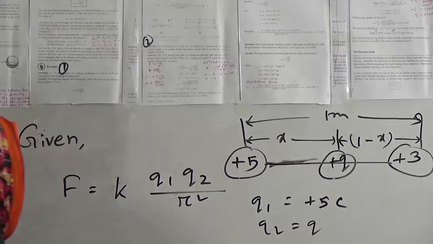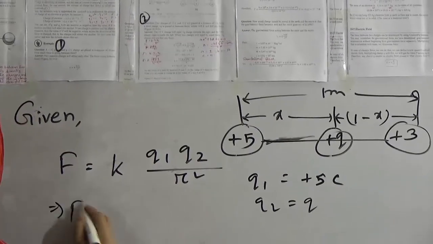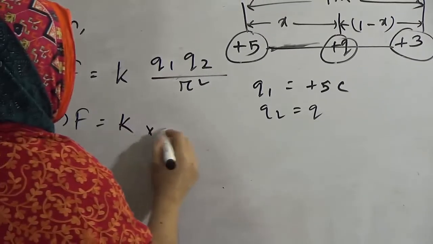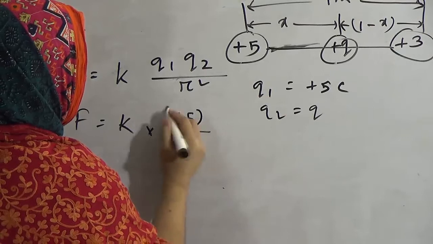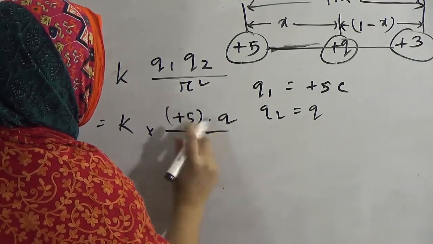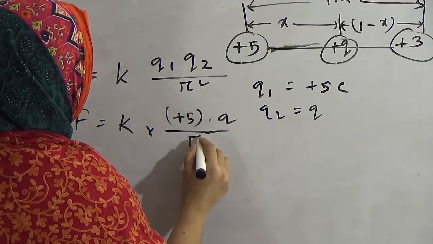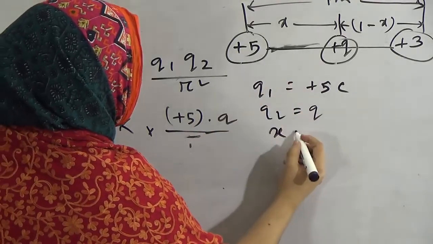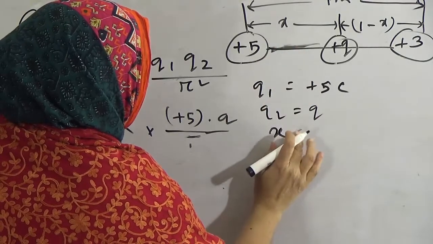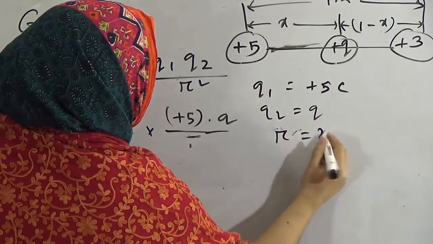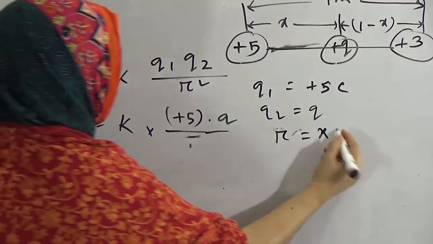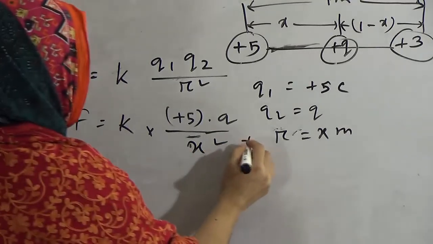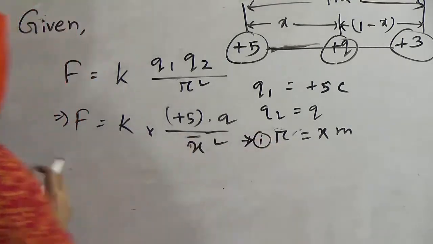Here Q1 is plus 5 Coulomb and Q2 is this plus Q charge. So write the value: F equals K into Q1, which is plus 5 Coulomb, into Q2, which is Q, divided by R square. Here the distance between these two charges is x, so R equals x meter and it will be x square. Suppose this is equation number 1.